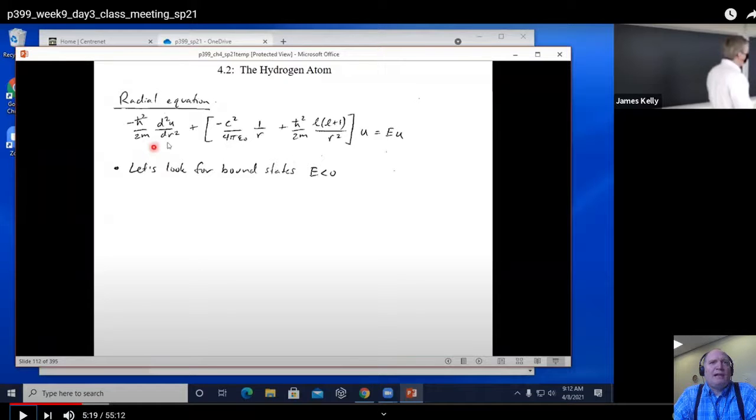Let's learn what we can about this function u as a function of r, and then depending on what l's are allowed and all of that stuff. Super interesting.